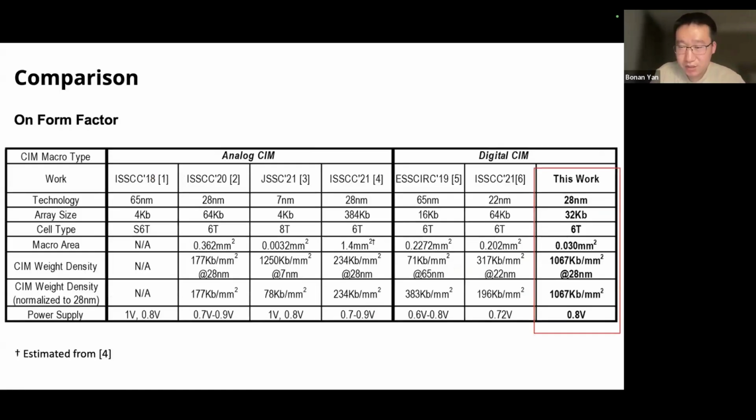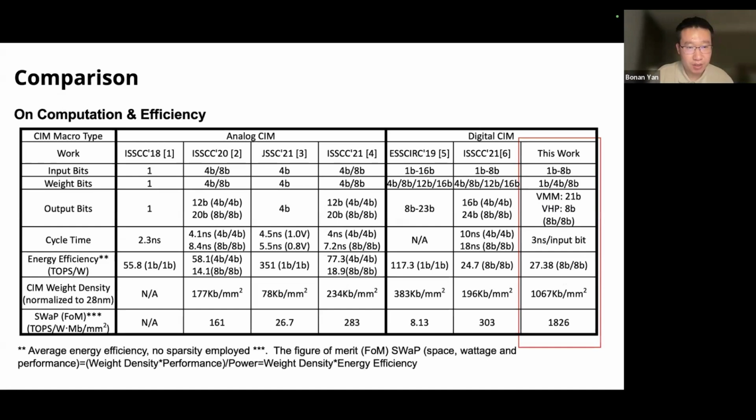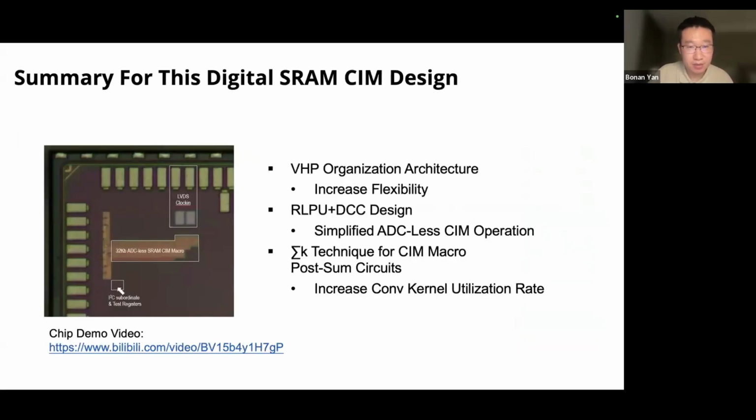For the comparative results, on the form factor, our design is really compact because we changed the ADC into a bitwise operation. For the function diversity, we support AND, XOR, and OR, different logic operations as I've shown. On computing efficiency, it's a compact design and shows a relatively high computing energy efficiency. So this is the summary of this work.